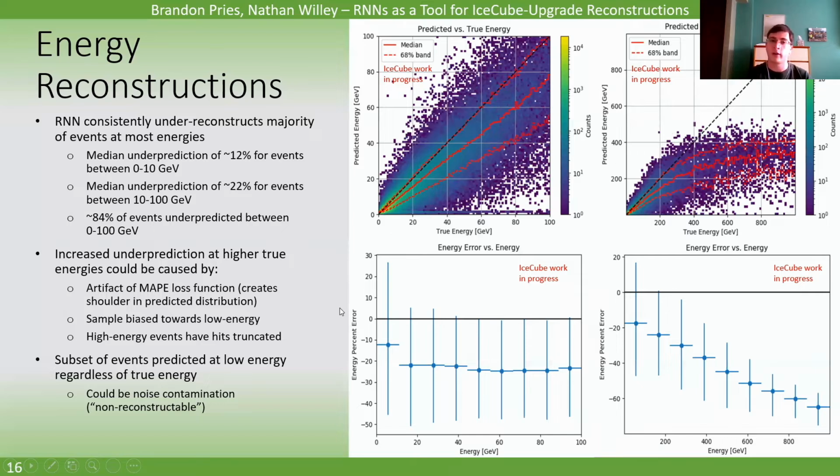It could also be that the higher energy events have truncated hits. They had so many hits in that event that, based on the limit of the input sequence, it had to chop off some of the information. And so we're not fully seeing all of the energy from that event.